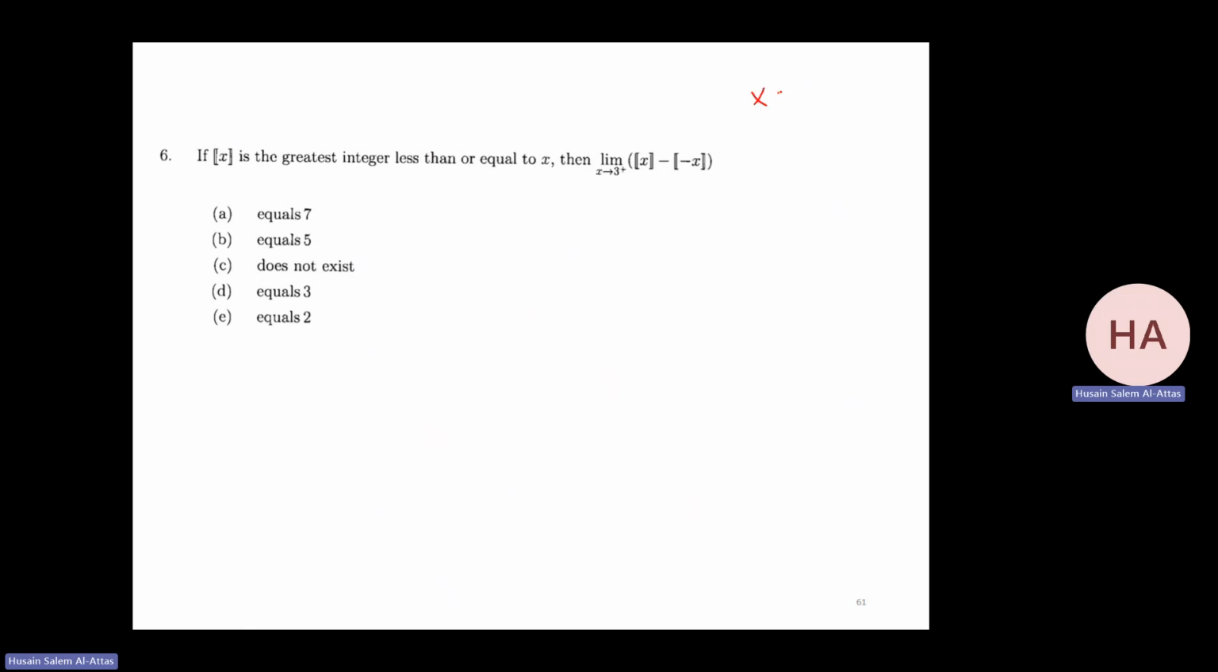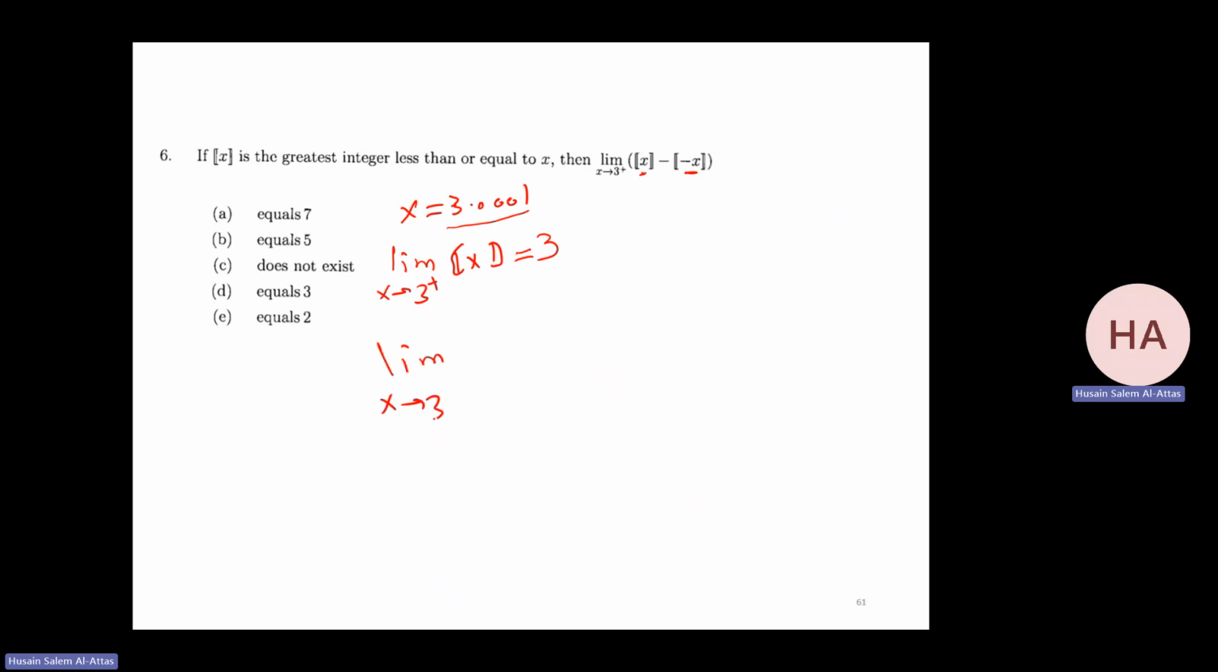From the right, I take x equal to 3.001. Be careful, let me do it in detail. What is the greatest integer of x? Actually, I need the greatest integer of x and the greatest integer of minus x. The limit as x goes to 3 from the right of the greatest integer of x: if you plug in 3.001, the greatest integer is 3.